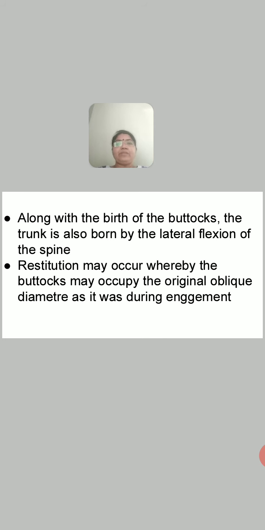Along with the birth of the buttocks, the trunk is also born by lateral flexion of the spine. Restitution may occur whereby the buttocks occupy the original oblique diameter as during engagement. During engagement, the engaging diameter was oblique, and the same you find after restitution.